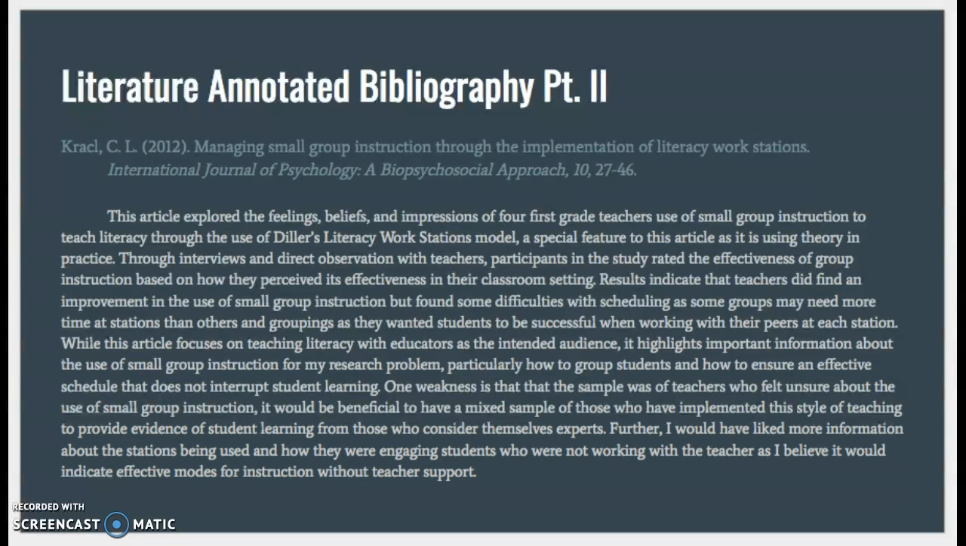So results indicated that teachers did find an improvement in the use of small group instruction, but they did find some difficulties with scheduling as some groups needed more time at stations than others. So this was really important, especially in my research. Again, going back to that differentiated instruction. Higher level learners, they might not need as much time at a station.